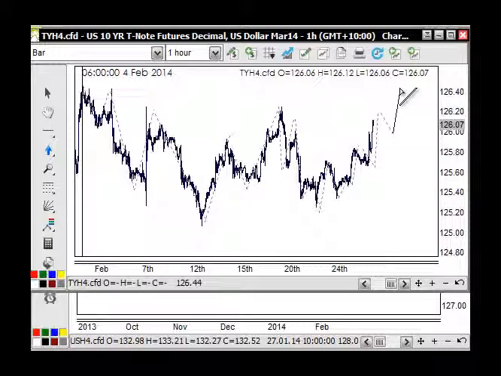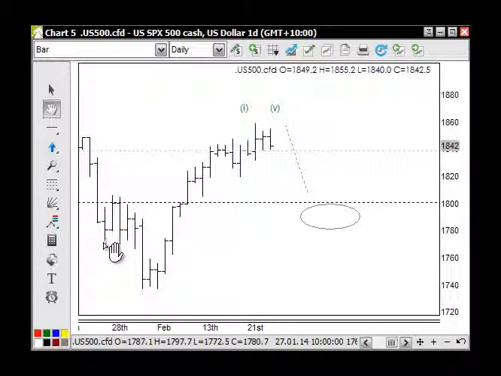We're getting these impulse waves to the upside. So this plus the US dollar is pushing up as well. So yes, it's going to help with the turning point on the indices, which we are seeing now as well. So when we look at the US, the S&P 500 here.